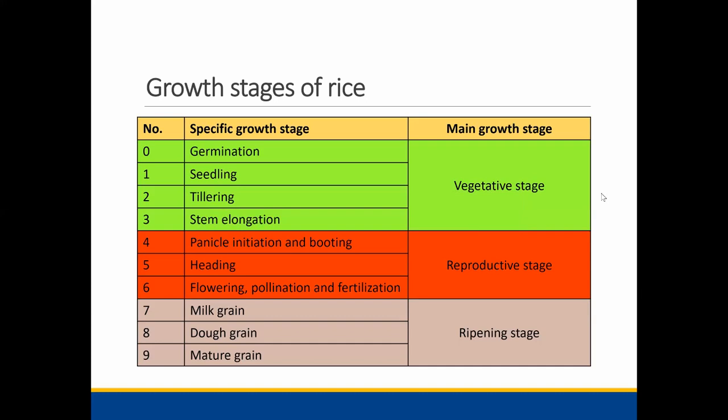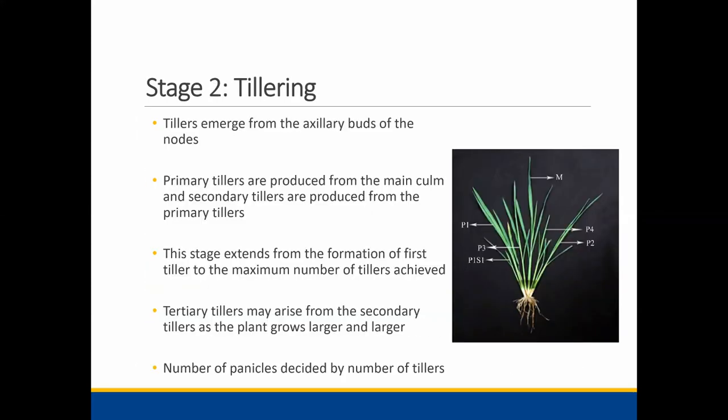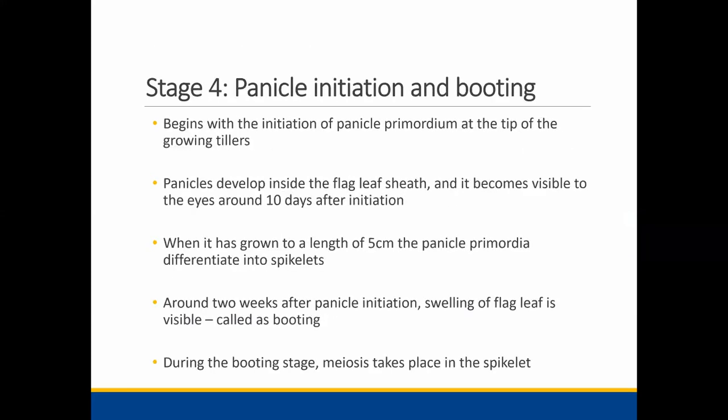Okay, so we said that rice growth has 3 major growth stages. Under that, from 0 to 3, there are 4 stages that come under the vegetative stage. 0 is germination, number 1 denotes the seedling stage, and then tillering, and then stem elongation or internode elongation. That's the place where we have stopped.